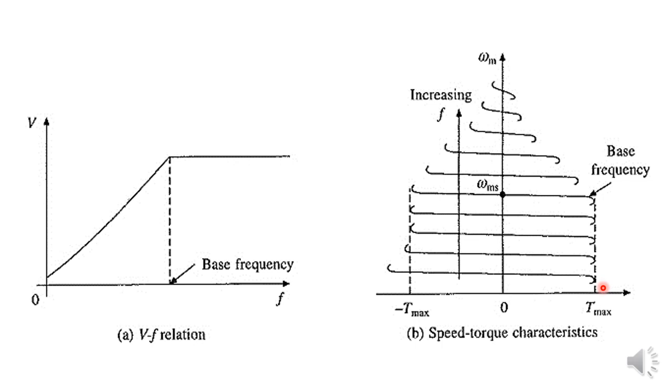Here Tmax is kept constant. There is no change in the maximum torque developed for all these characteristics 1, 2, 3, 4 and 5. In all the 5 characteristics shown in the figure, the maximum torque developed is constant. Then let's see what happens if you increase the frequency above rated value. The maximum torque developed decreases, again decreases, and it goes on decreasing as you increase the frequency. As F is increased, the maximum torque developed decreases. This is the basic concept of a V by F controlled induction motor drive.